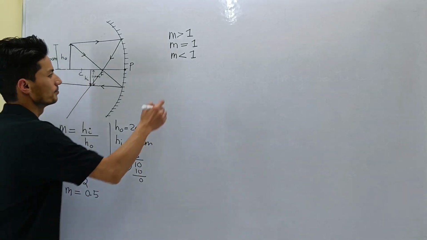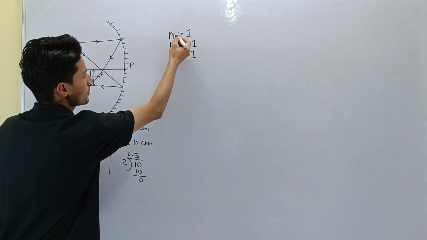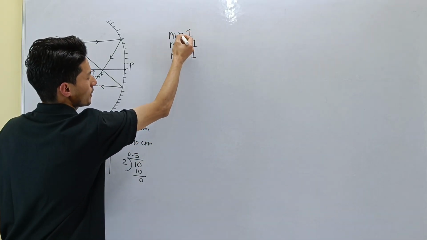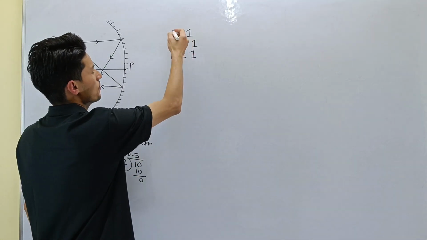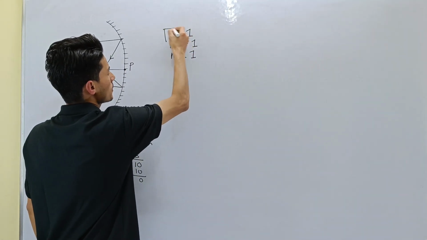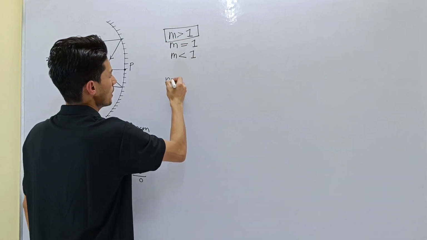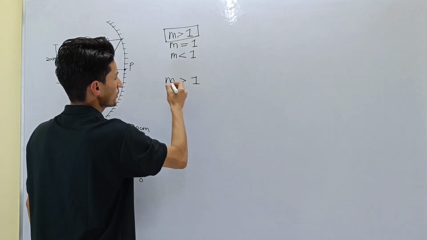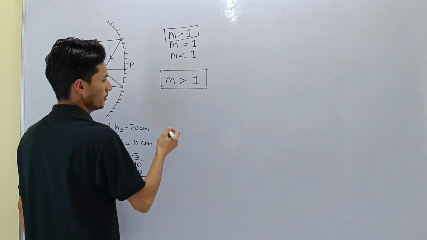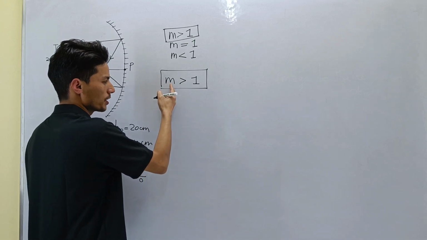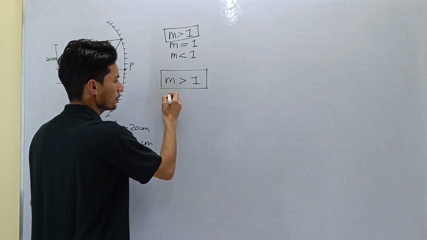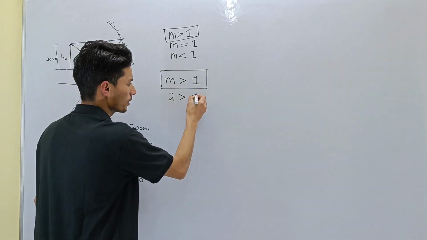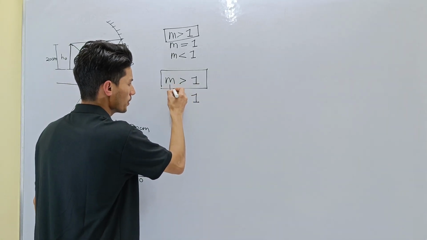So in here, this is interpreted as M is bigger than 1. That means the M value can be what? If we take the condition M is bigger than 1, then the value of M is bigger than 1. That means M can be 2, right? Because 2 is greater than 1. So we can assume that the value of M is 2.